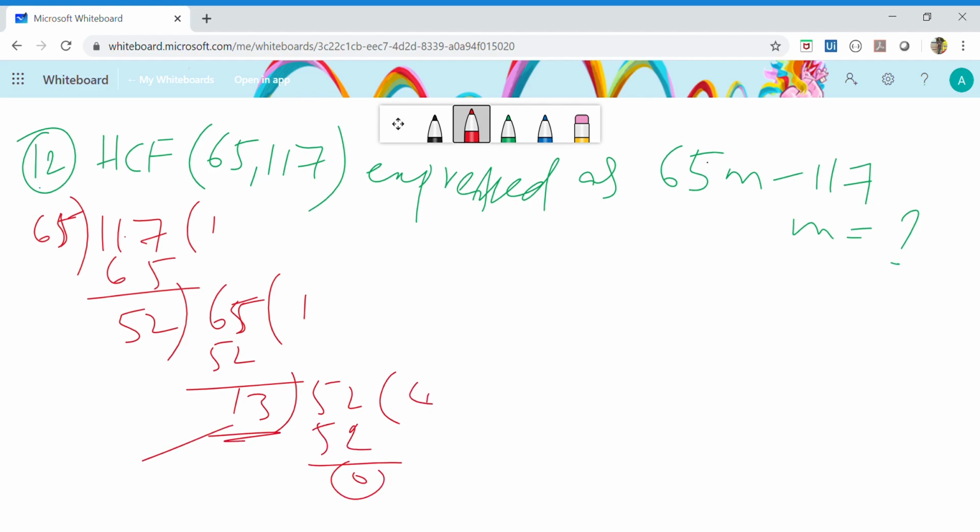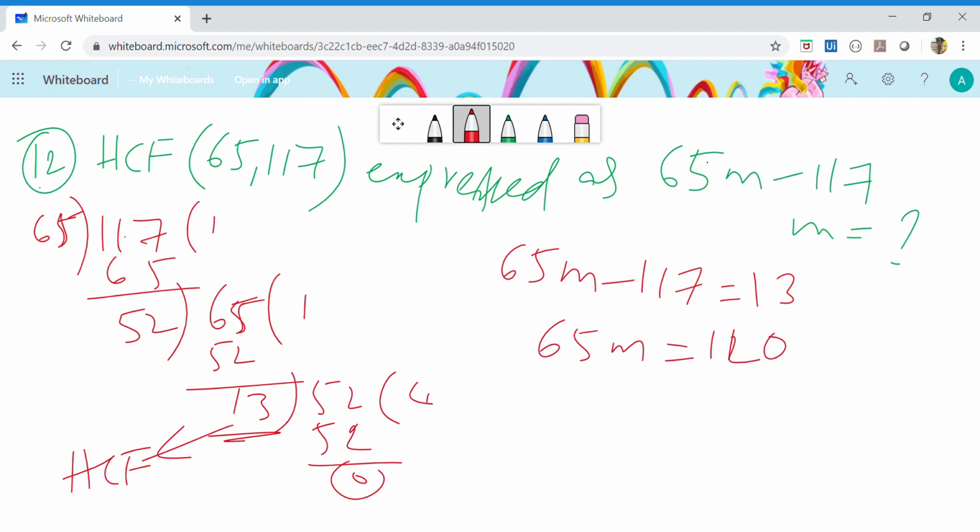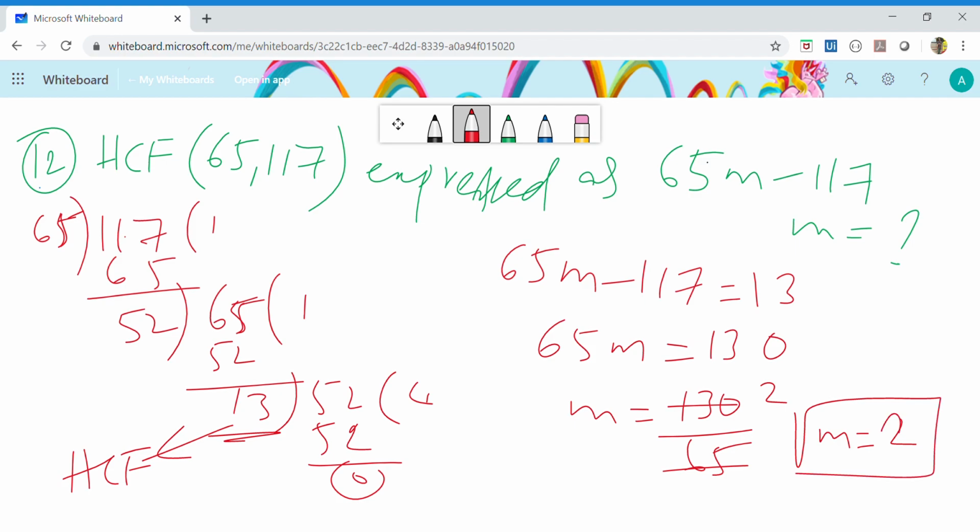So what is the HCF? Whenever the 0 remainder comes, whose divisor is the HCF? 13 is the HCF. Then what he asked according to the condition: 65m minus 117 is equal to HCF, they said. HCF is 13. Then transpose: 65m is equal to 13 plus 117, 130, sorry, 130. Next, m is equal to 130 by 65. 65 2s are 130. So m is equal to 2 is the answer. M is equal to 2. Okay. All the best.